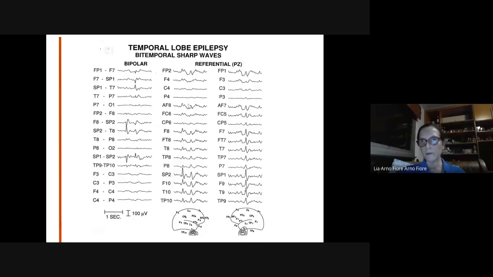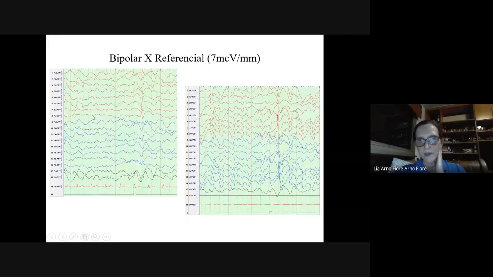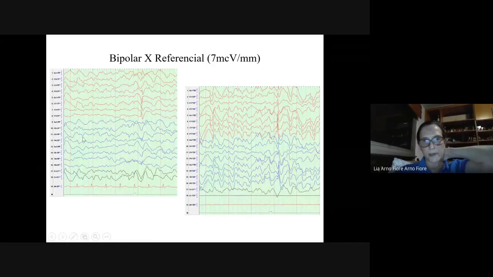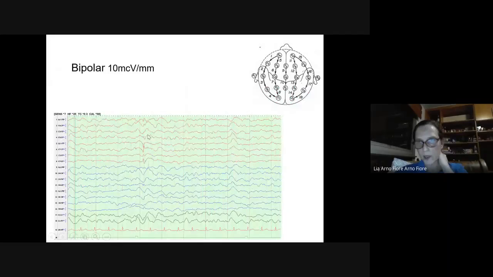So let's show here. I've got a program, right? This is the double banana. So red is left and blue is right. And I've got parasagittal, temporal, and the midline, right? So what's the difference between one another? So let's try. This is the same on bipolar. Where is the phase reversal? Is it here or is it here?